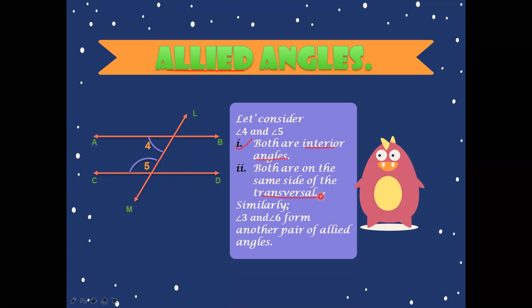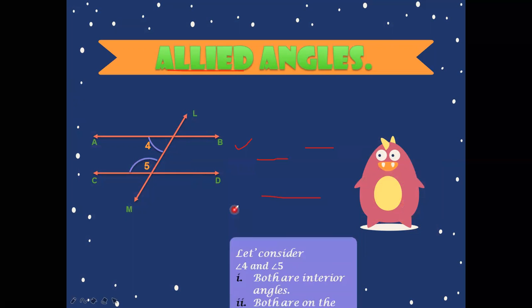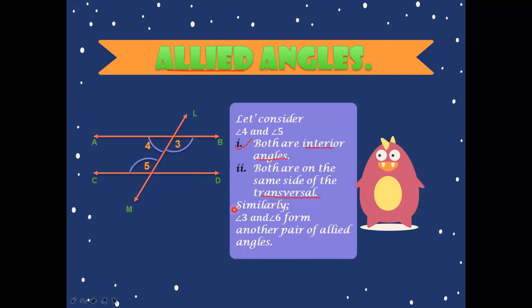How many conditions are there for allied angles? Number 1, they should be interior. As you can see, 4 and 5 are interior angles here, and they lie on the same side of the transversal. So these two angles are allied angles. Similarly, this is angle 3 and this is angle number 6. They are also interior angles and they also lie on the same side of the transversal. So 3 and 6 is another pair of allied angles.